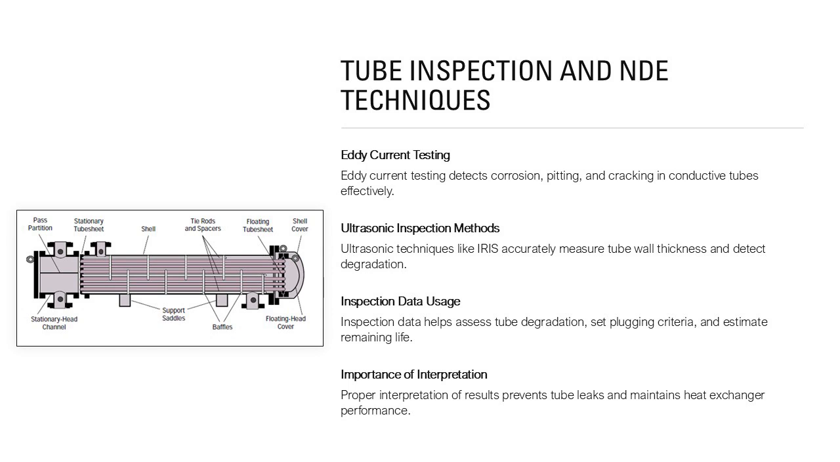Tube inspection is a major focus of off-stream inspection for shell and tube heat exchangers. Common non-destructive examination techniques include eddy current testing, which is effective for detecting corrosion, pitting, and cracking in conductive tubes, and ultrasonic-based methods such as IRIS for accurate wall thickness measurement.